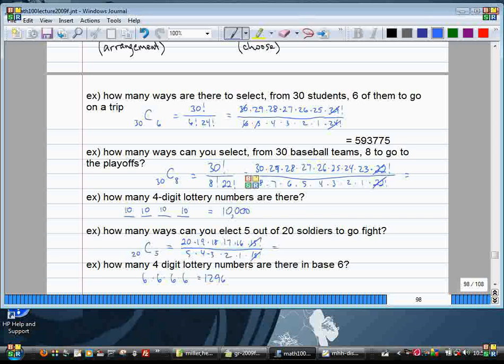Okay. Any questions about what we've done so far? The which one? Yeah. Base 6. Okay. Well, what do we know about base 6? Someone said it. How many? Yeah, you have 0 through 5. So how many different digits are there? There are 6 different digits.